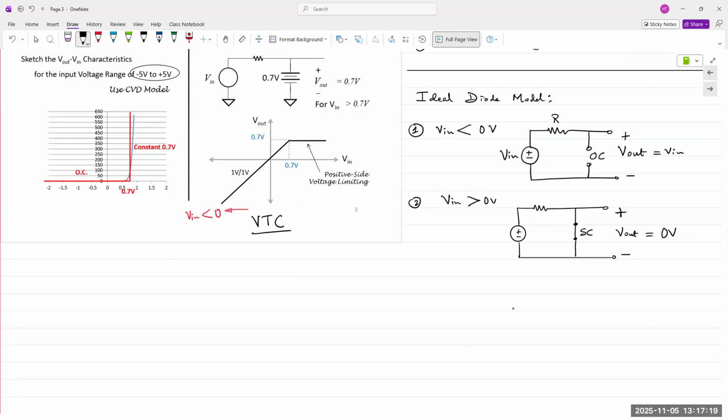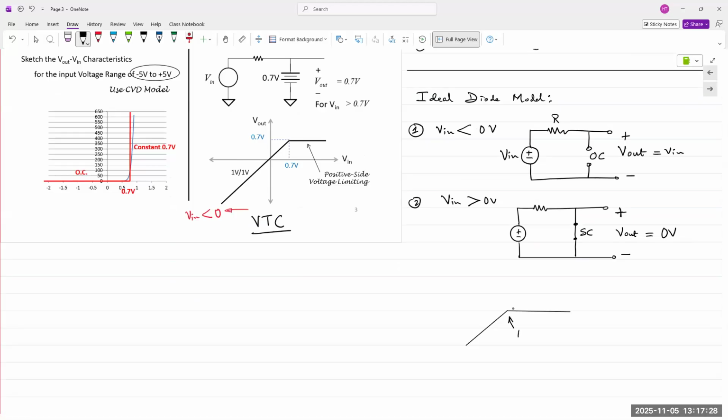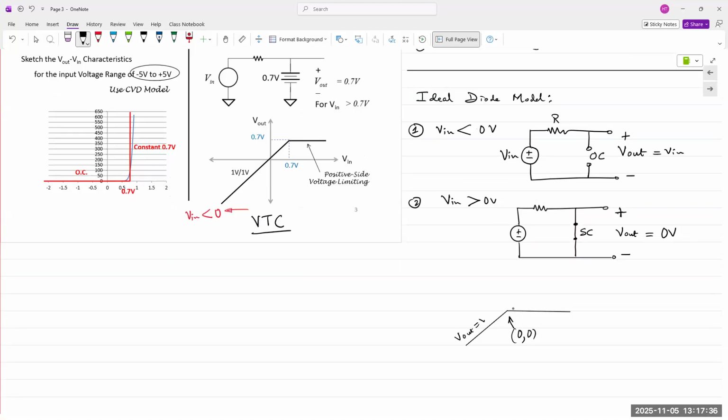So your output would be like this. This is the origin, 0, 0. Here, V out is equal to V in. And here, V out is equal to 0. That is the quick and easy analysis using an ideal diode model.